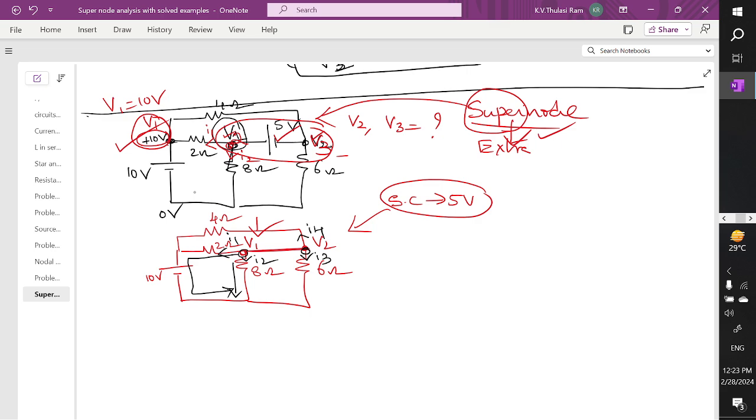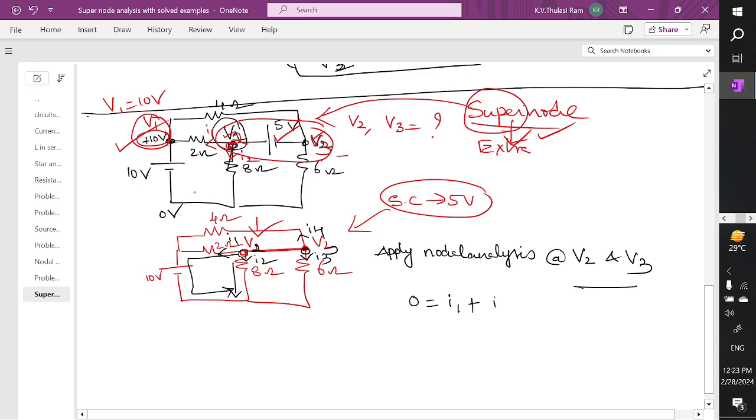So now let's try to apply nodal analysis at V2 and V3, which are the same. When you apply it here, what are the entering currents? 0 is the entering current. What are the leaving currents? I1 is one leaving current, I2 is another leaving current, the next leaving current is I3, and the next is I4.